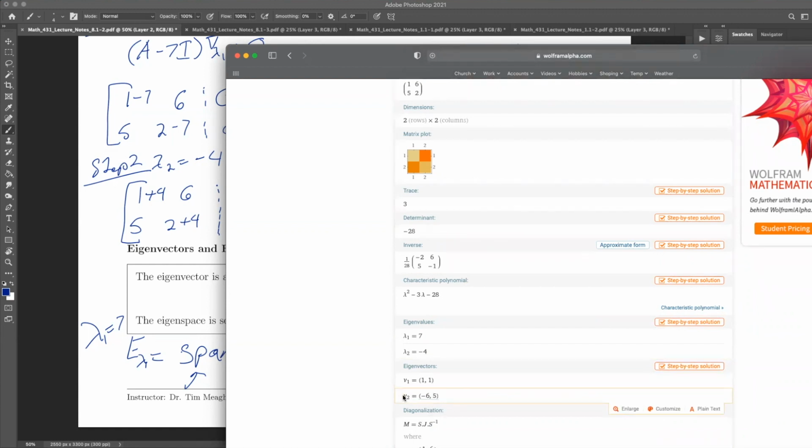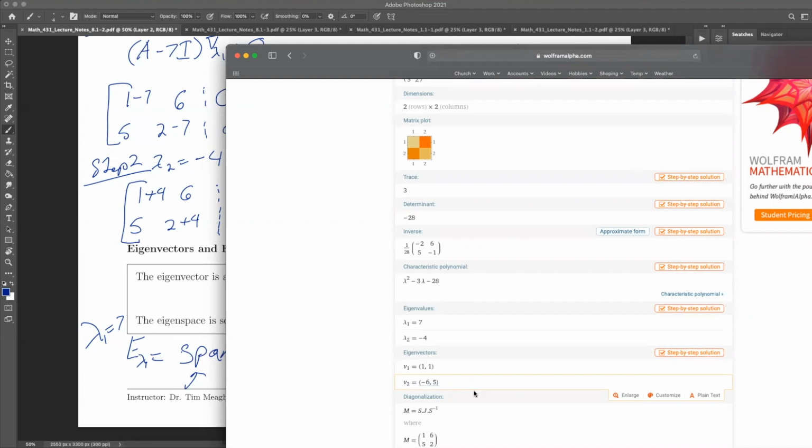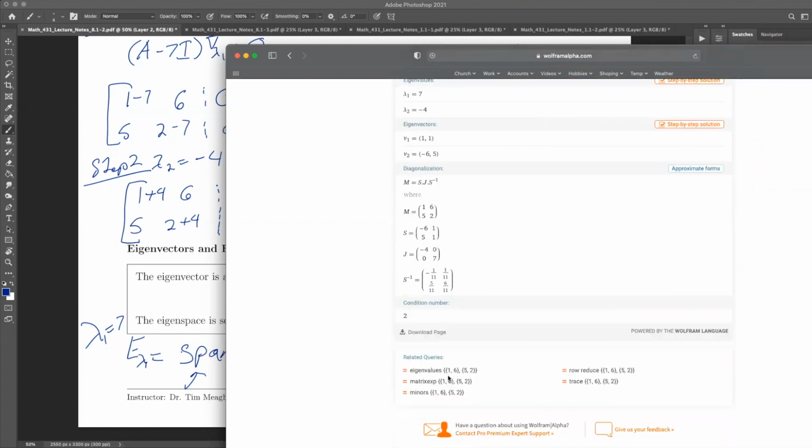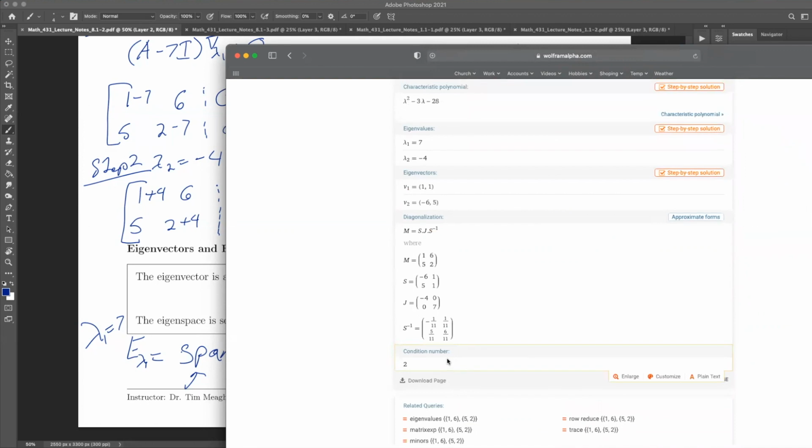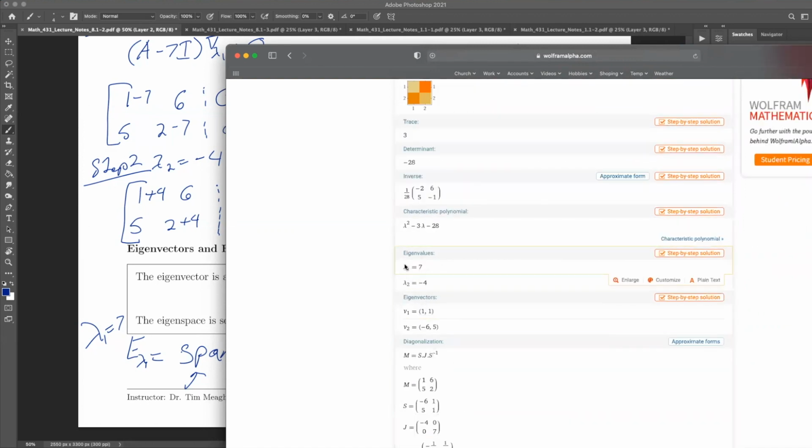I'm doing something a little bit closer to what the computer will actually do to get that. It'll get into diagonalization and all this other stuff and condition number. Don't worry about that, right? So here's just the eigenvalues and eigenvectors.